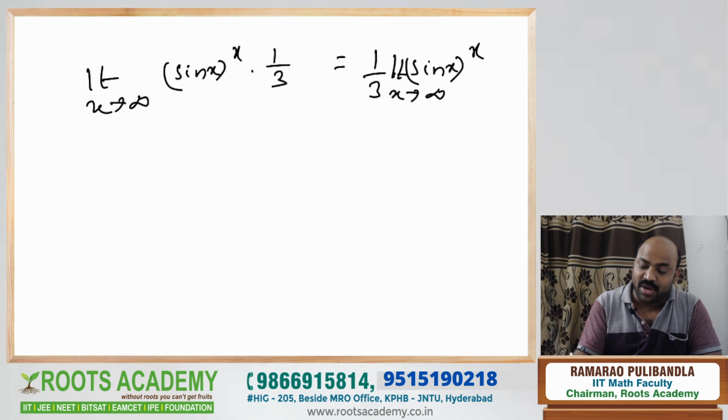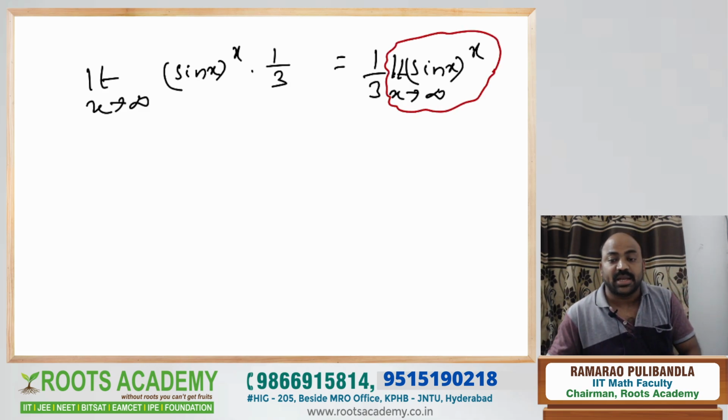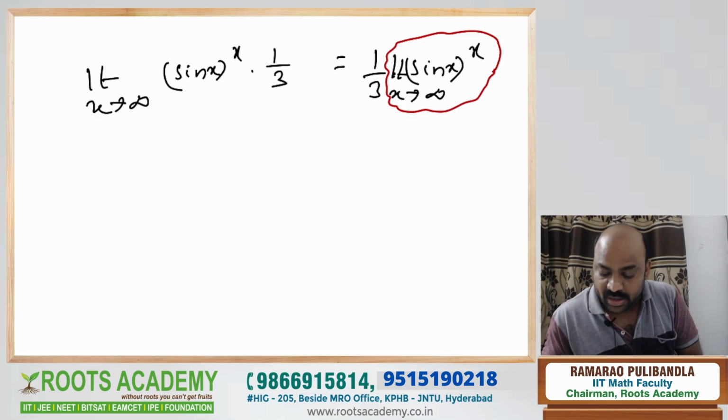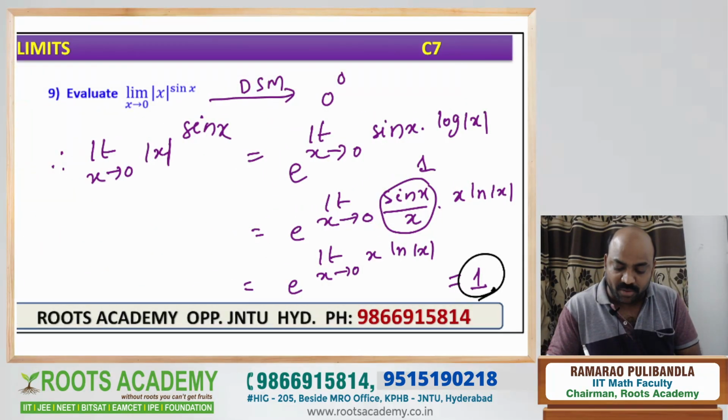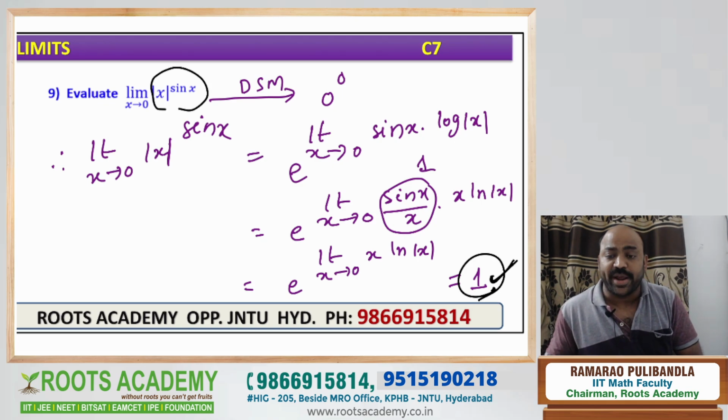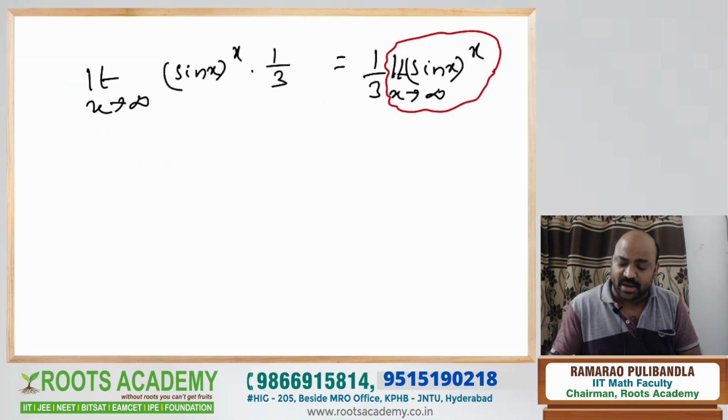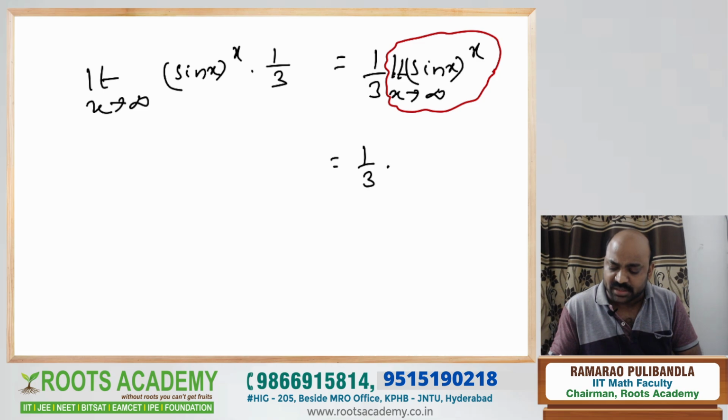Do you remember we just did this in our earlier conceptual question? Look here, I am showing this. This is the model we did. This type is always 1 only. That is the thing people have to remember when they are doing this. 1 by 3 into 1. Answer is 1 by 3.